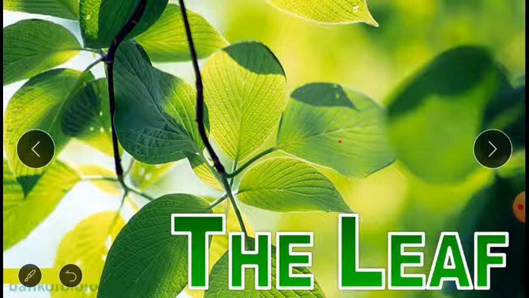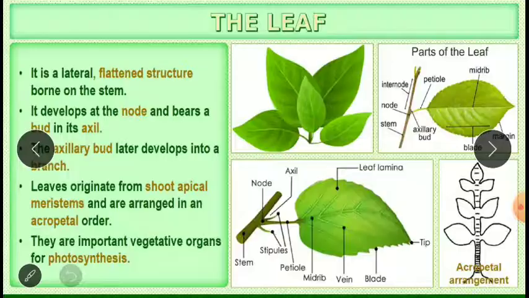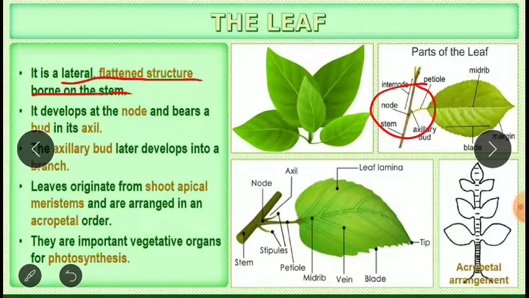Today, let us start with the green photosynthetic organ of the plant, that is your leaf. The leaf is nothing but a lateral flattened structure born on the stem. It is going to be originating on the stem, or it is taking birth on the stem. It is lateral and it is going to be a flattened structure. It is going to be developing at the node and bears a bud in its axil.